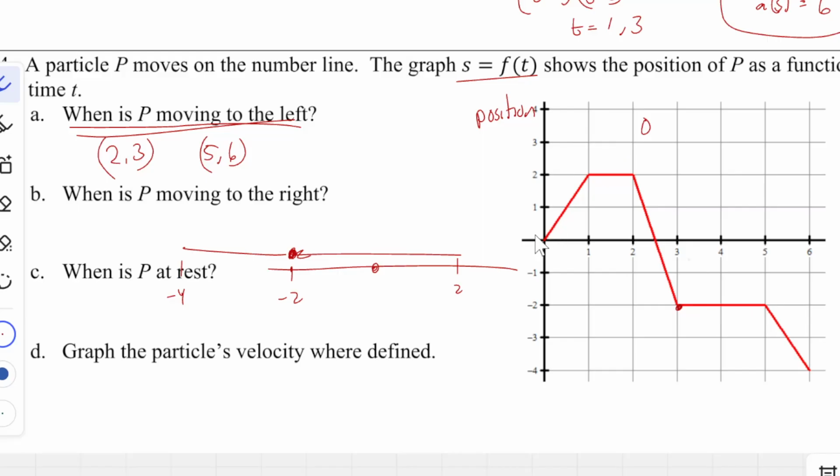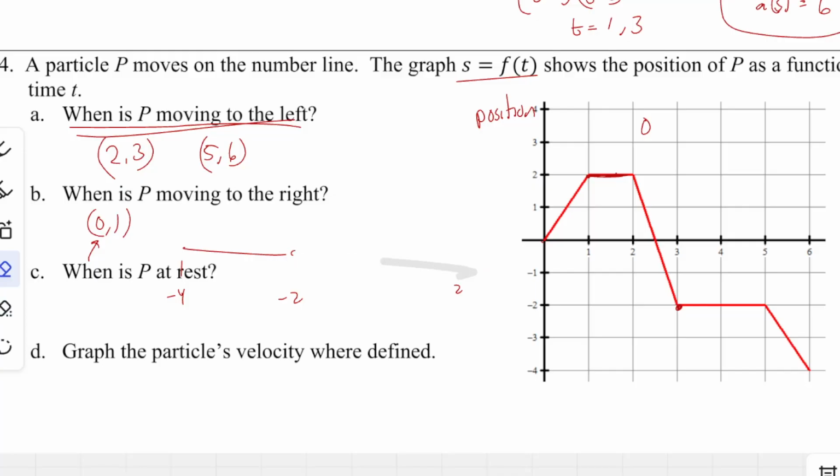When was it moving to the right? Here it was moving to the right. It went from 0 to 2. Those times. I didn't write 0 to 2 because I'm reporting the times when it was moving to the right, not where it was moving, just the times. From 1 to 2, it was steady. Its velocity was 0. And I guess we covered that was the only time it was moving to the right. At rest, from 1 to 2, 3 to 5.